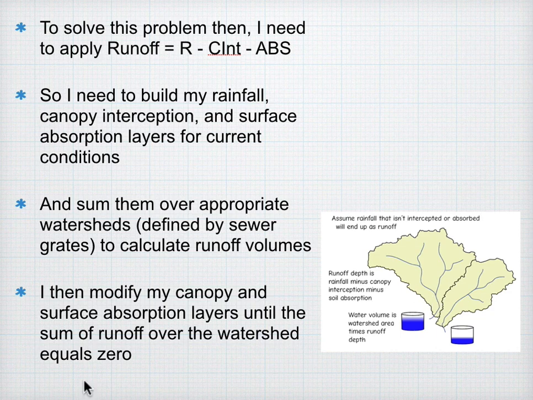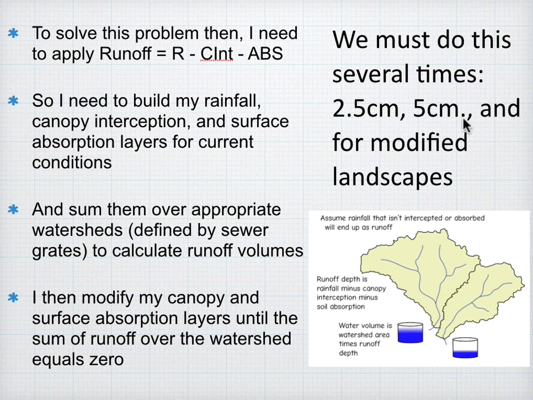within their boundaries. And so we're going to do that for a 2.5 and a 5 centimeter storm under current conditions, calculate the runoff volumes, and then modify the landscapes to reduce the runoff for our watersheds to zero using a set of treatments. Once we've done that, we have to calculate the costs of those treatments. And that's our semester in a nutshell.